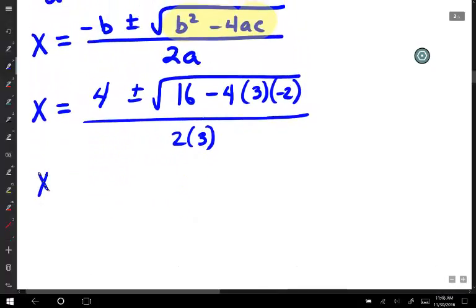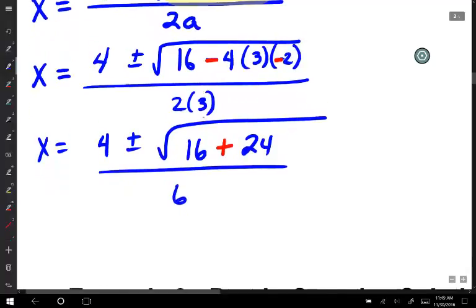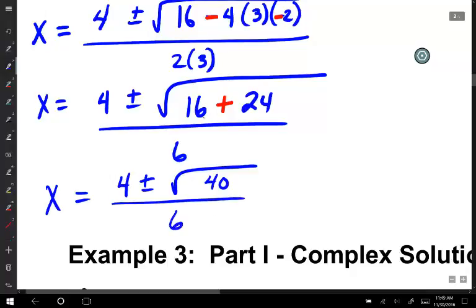All right, here we go. X equals 4 plus or minus the square root. 16. Now, once again, we have a minus and a minus. So that's going to make it a plus. 4 times 3 is 12 times 2, 24, all over 6. So I have x equals 4 plus or minus the square root. 16 plus 24 is 40, all over 6.